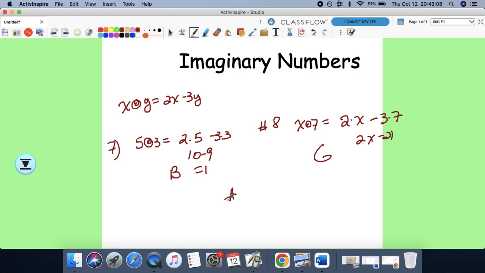And then number 9, I think they're going to do the same thing. No, they're not. 7 at y. So number 9 is backwards. So the y is going to stay, it's going to be a variable, and the x is going to be 7. So it's going to get 2 times 7 minus 3y. 14 minus 3y. That's it. Letter is B.